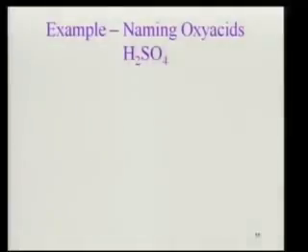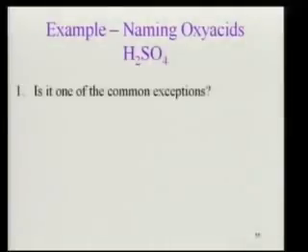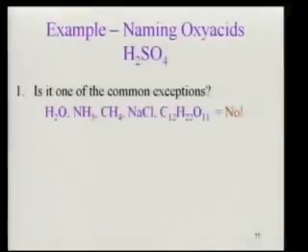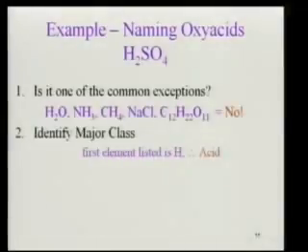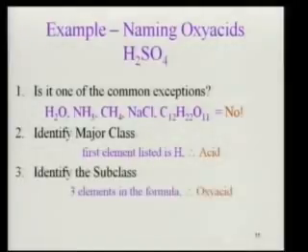What about this one? We've got to break it down. Now we know it's not a common exception. It's an acid, because it's got the hydrogens in front. Now there's two, but there are still hydrogen ions in the front, so we have to count this as an acid. Is it binary or oxyacid? Well, it's an oxyacid, because what is the name of that polyatomic ion? Sulfate. It's not sulfite, it's sulfate.